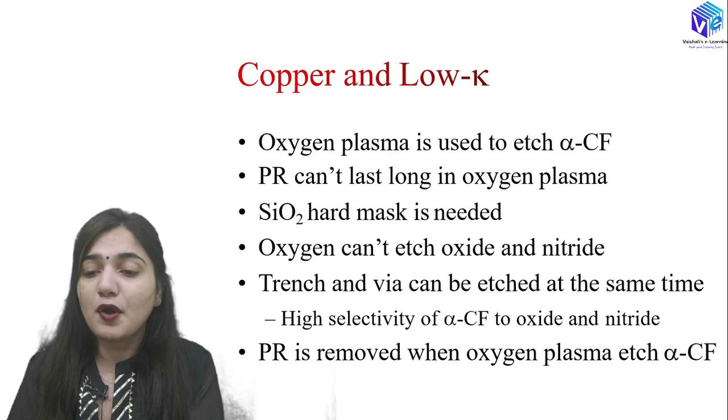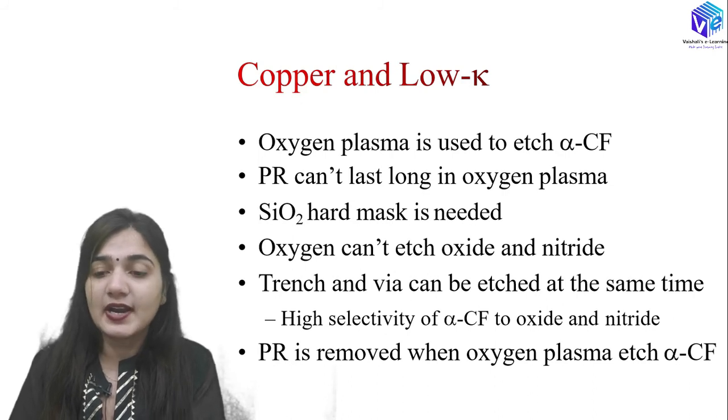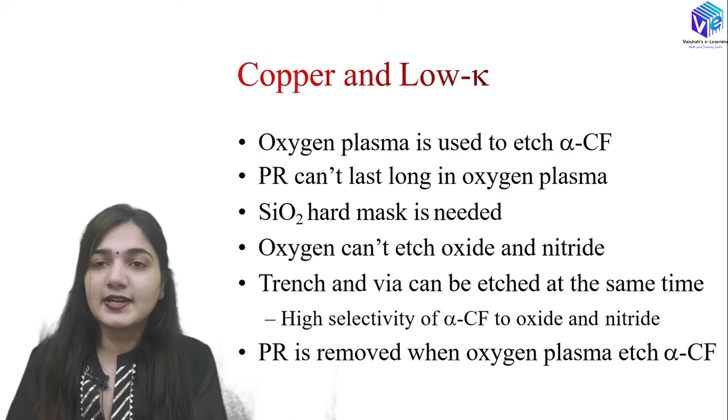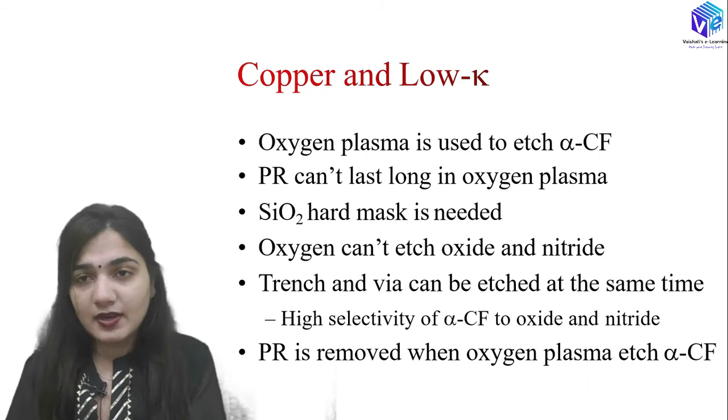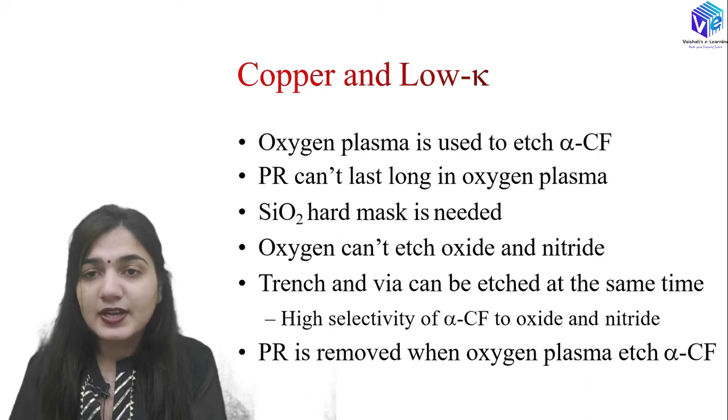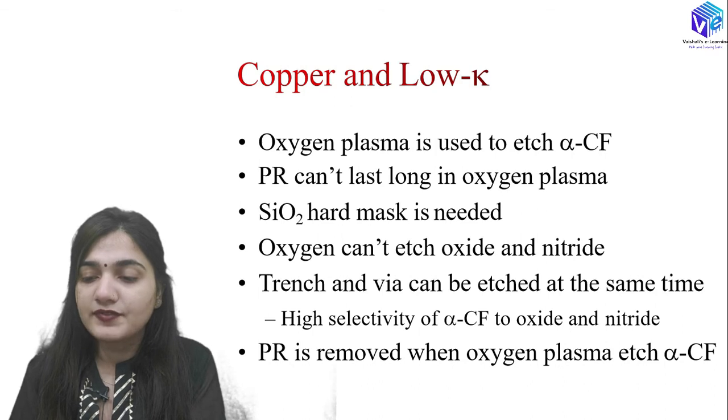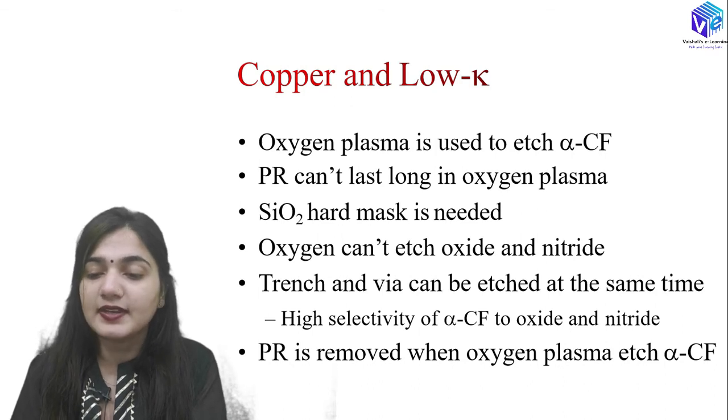Now oxygen cannot etch out the oxide and nitride, and for etching out the oxide and nitride I will be using some other molecule or compound, right? So this is again a disadvantage. So now trench and via can be etched at the same time, and we are having high selectivity of the alpha CF to oxide and the nitride.